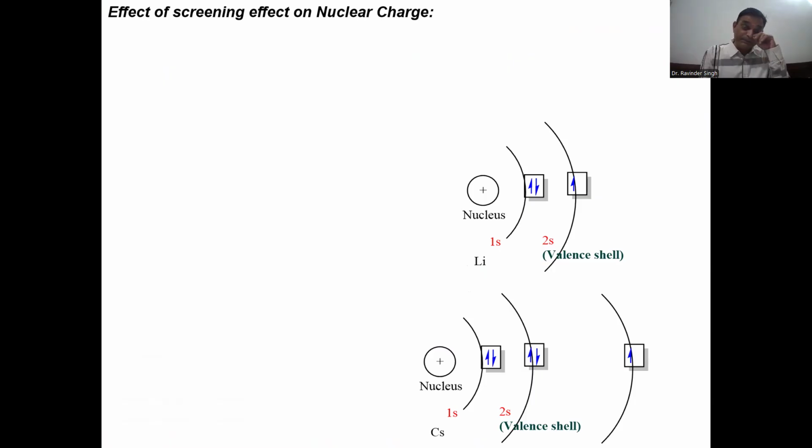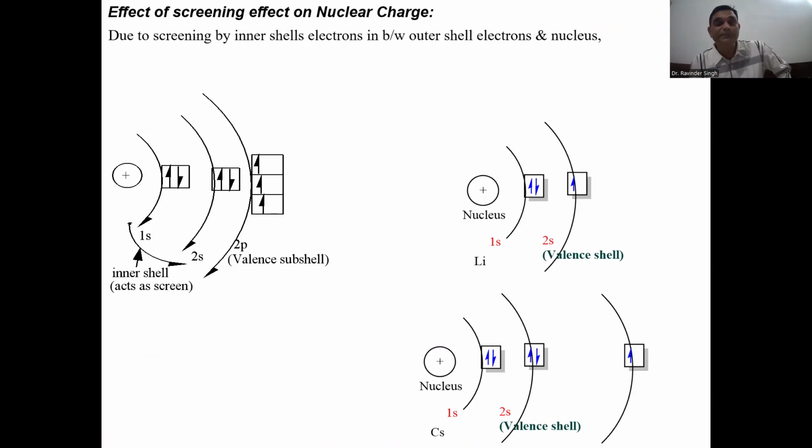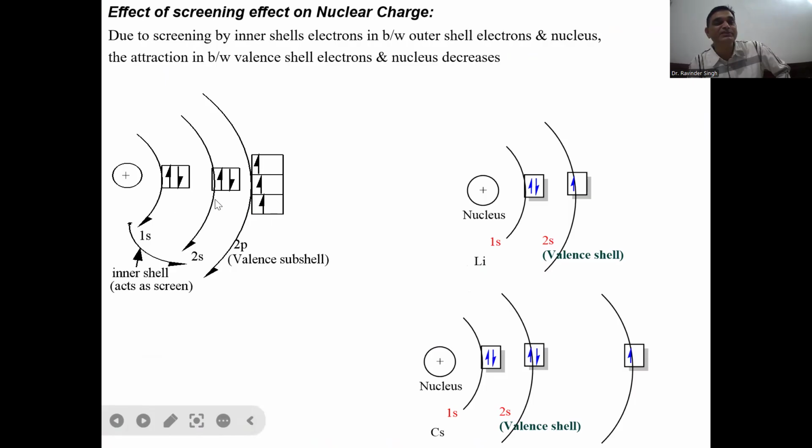What is the effect of the screening effect on the nuclear charge? The nuclear charge remains the same, but the effective nuclear charge changes on moving away from the nucleus. Why does that happen? Due to the screening by these inner shell electrons, which act as a screen between the nucleus and the valence electron. Due to the screening by inner shell electrons between the outer shell electrons, the valence shell electrons, and the nucleus, the attraction between the nucleus and the valence shell electron decreases.